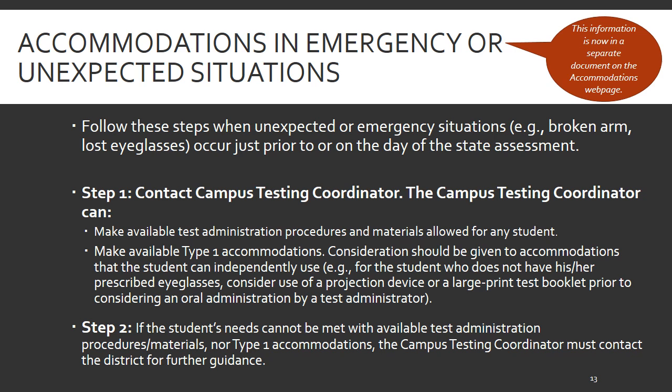The campus testing coordinator can make available test administration procedures and materials allowable for any student, and make available Type 1 accommodations. Consideration should be given to accommodations that the student can independently use. For example, for the student who does not have his or her prescribed eyeglasses, consider use of a projection device or a large print test booklet prior to considering an oral administration by a test administrator.